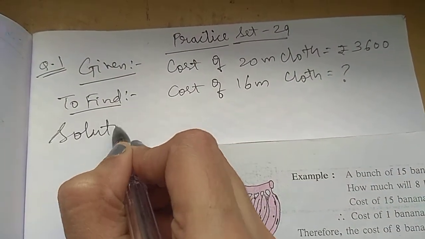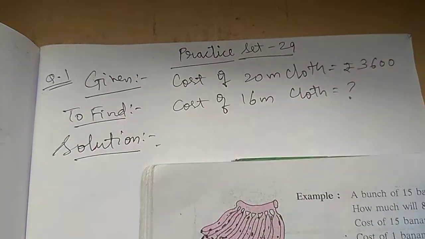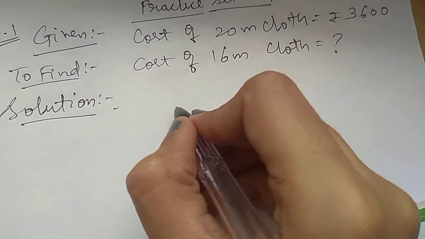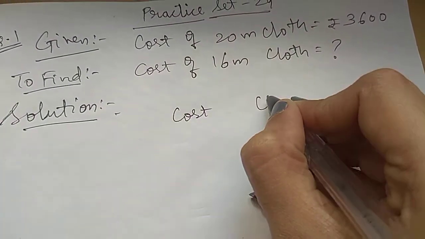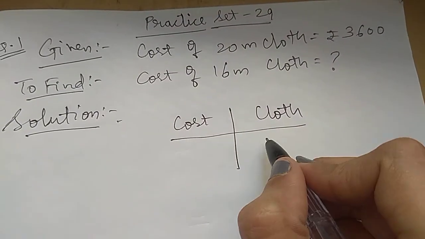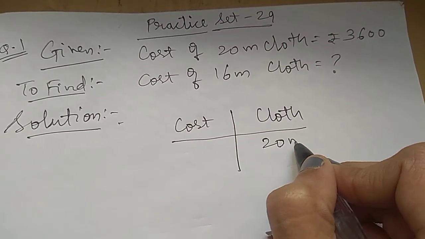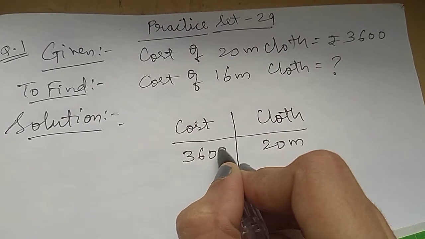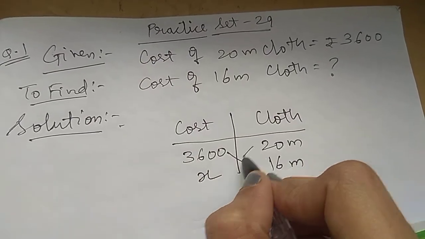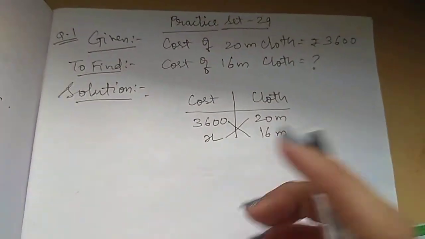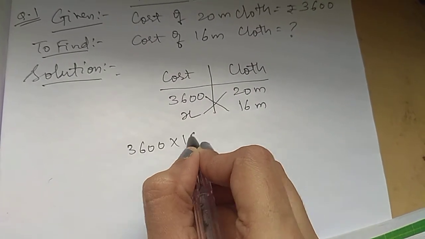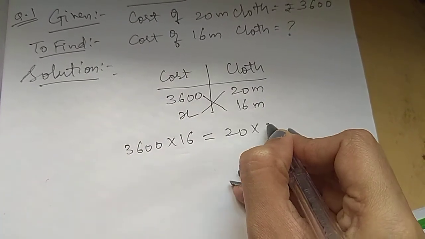Solution. Now what are the two aspects? Cost and cloth. So 20 meter cloth costs 3600. 16 meter cloth will cost X. Now using cross multiplication, 3600 into 16 equal to 20 into X.